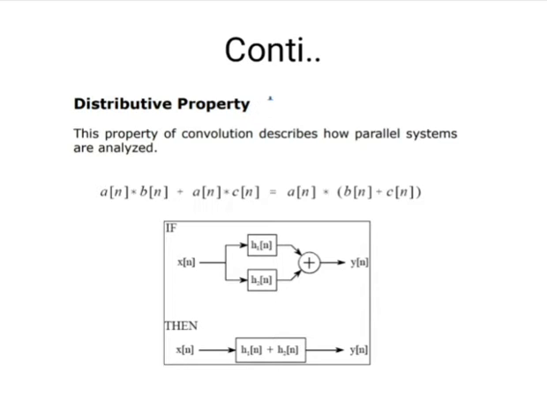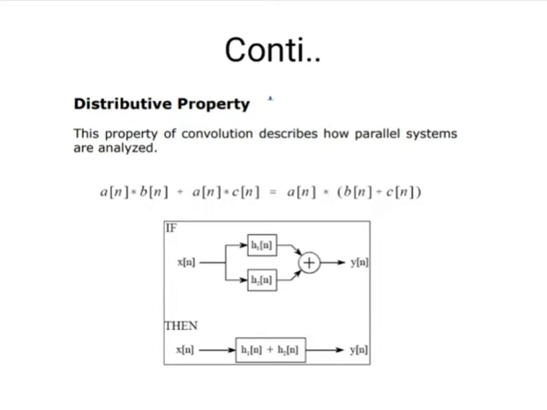Next is invertibility and inverse system. A system is invertible if the input of the system can be recovered from the output of the system. For example, this concept is important in communication applications. So if x of t is input to h of t and the output of this h of t is y of t, which is given to h1 of t, then the output is w of t, which is equal to x of t.